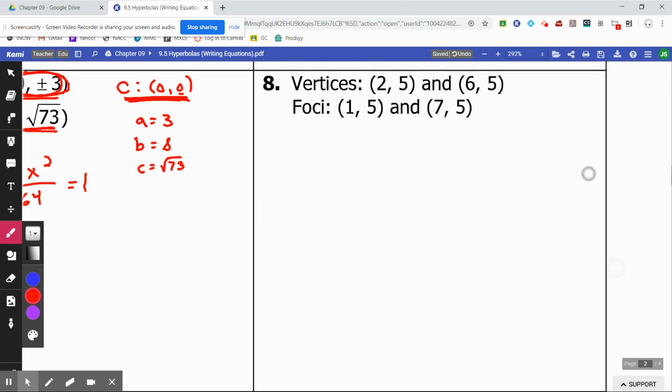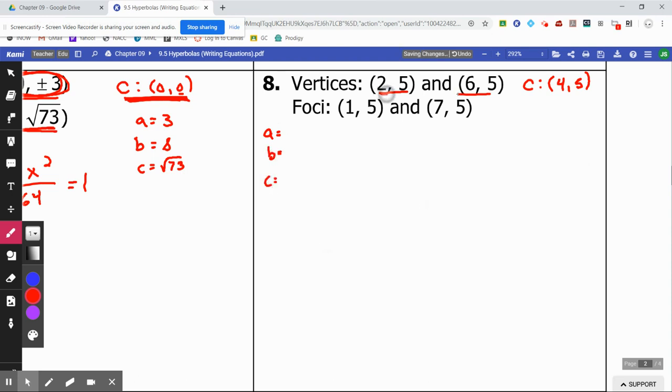Number 8, the center is the midpoint of these 2 points. So 2, 5, and 6, 5: add the 2 and 6, divide by 2 gives you 4, and add the 5s, divide by 2 gives you 5. Now, your A, B, and C values for your formula.